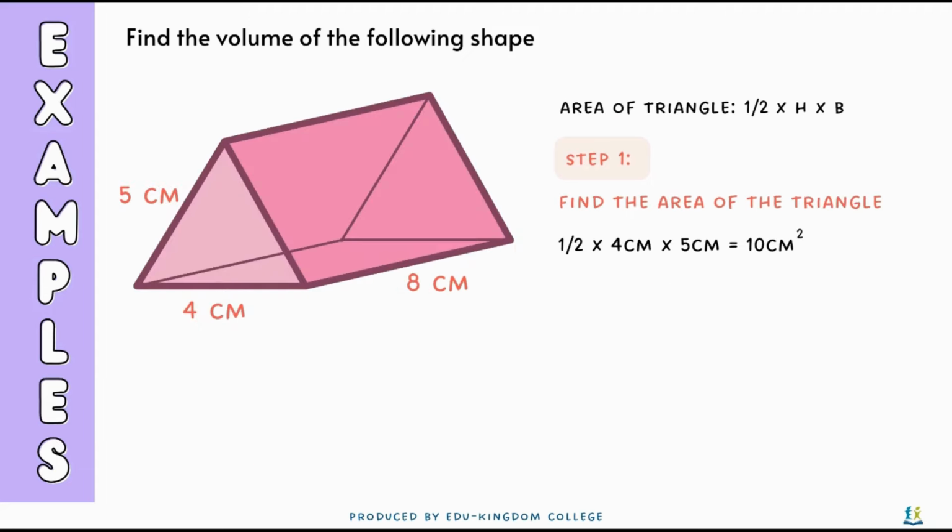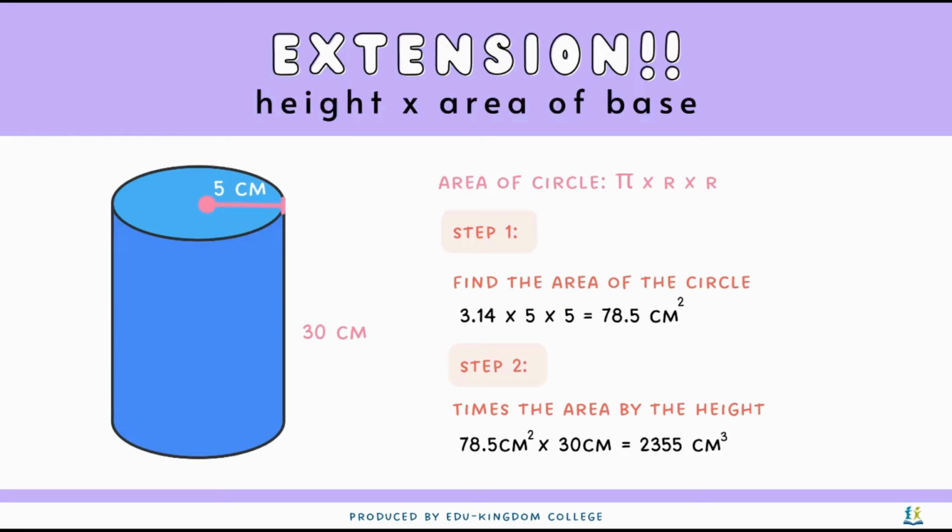Now moving on to our triangular prism. The area of a triangle is given by a half times the height times the base. Using that, we can find the area of the triangle. A half times 4 times 5 gives us 10, therefore the area is going to be 10 centimeters squared. The second step is to times it by the height. This triangular prism has a height of 8 centimeters. We have 10 centimeters squared times 8 centimeters, which will give us 80 centimeters cubed.